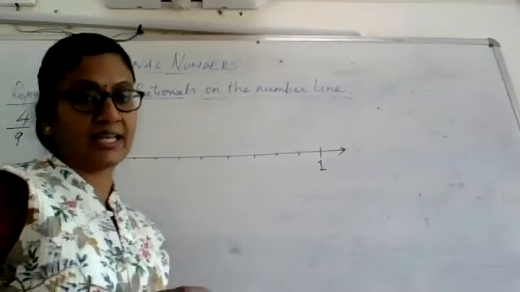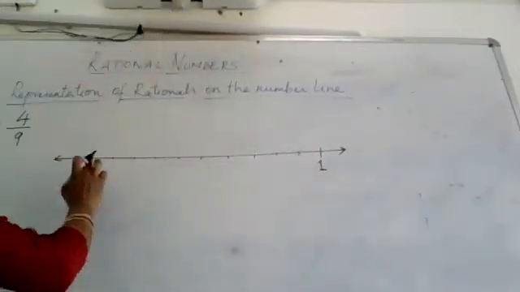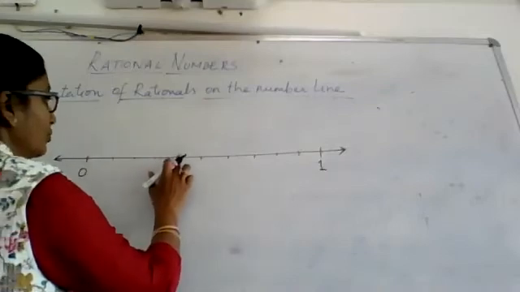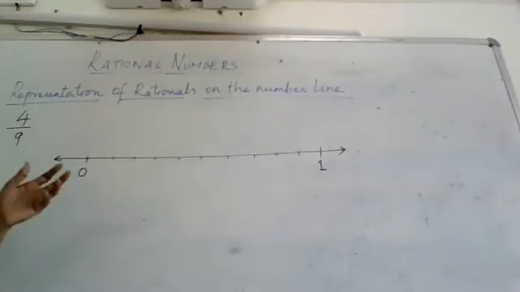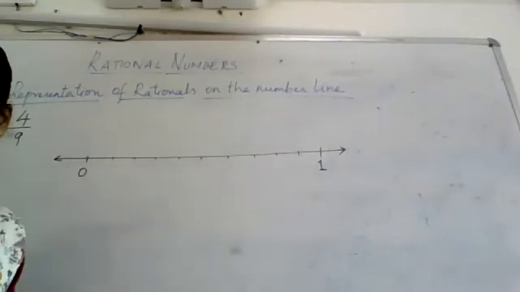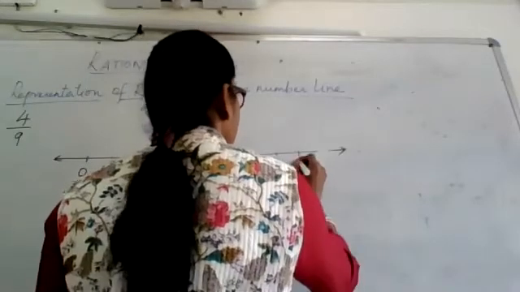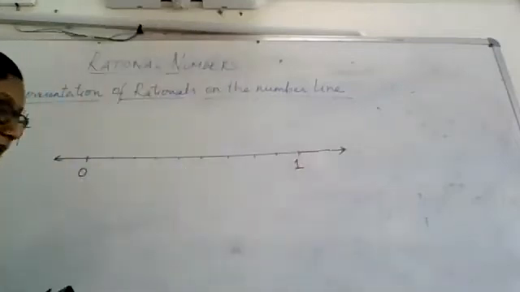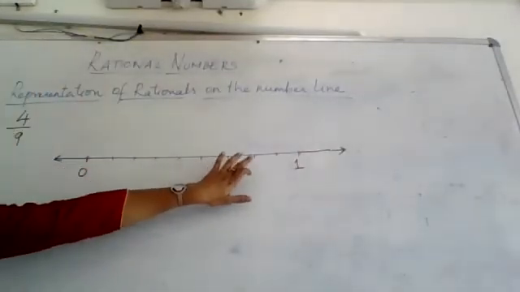Please use your scale and do it accurately. Every 1 centimeter you can give as 1 unit. So I made 9 parts. 1, 2, 3, 4, 5, 6, 7, 8, 9. The 9th division itself will be your 1. So I have made 9 parts.